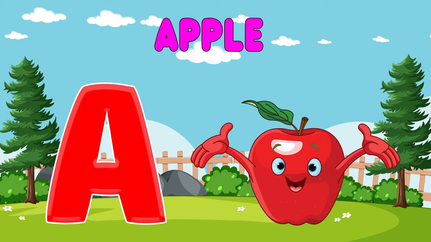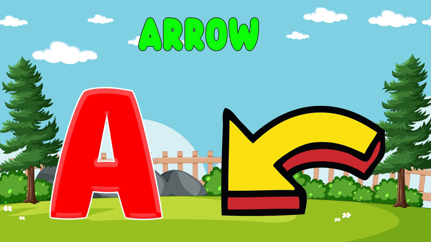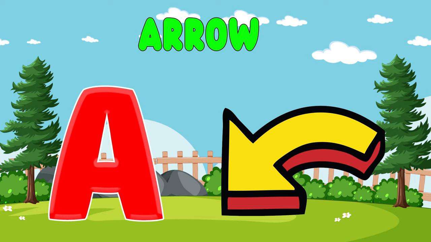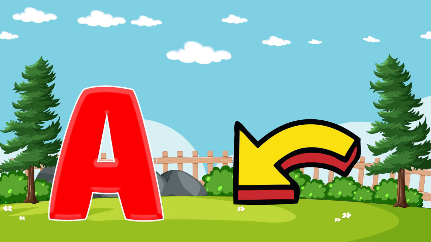A is for apple. Apple. A is for arrow. Arrow. A is for apple. A is for arrow. B is for ball.